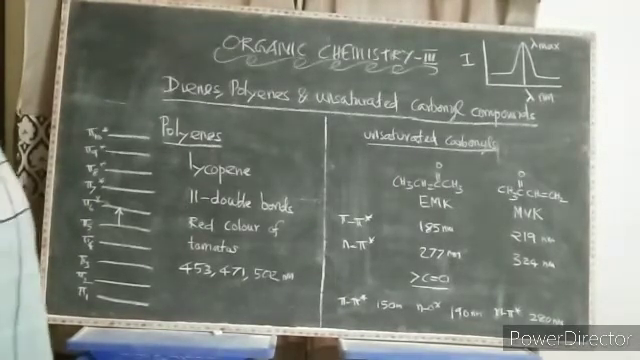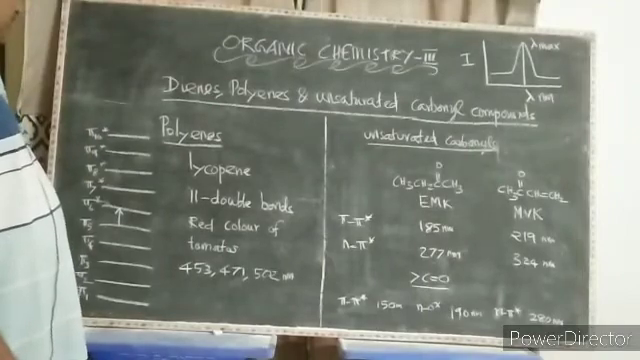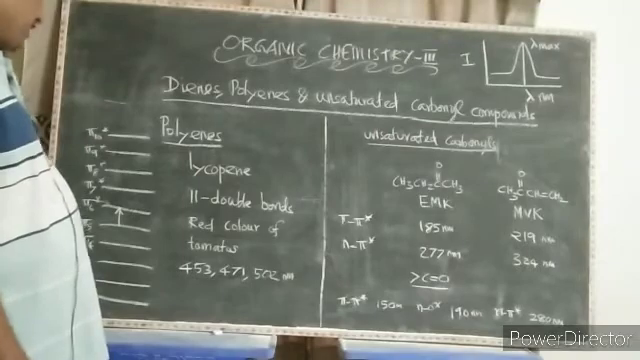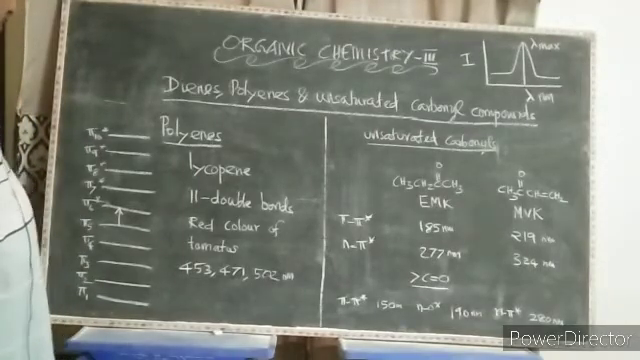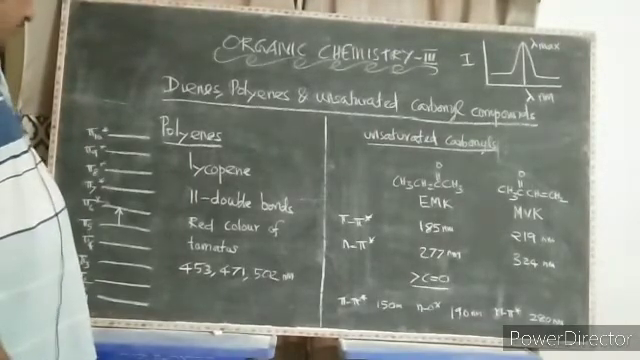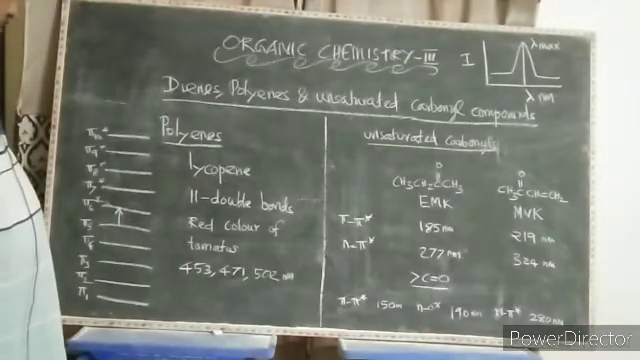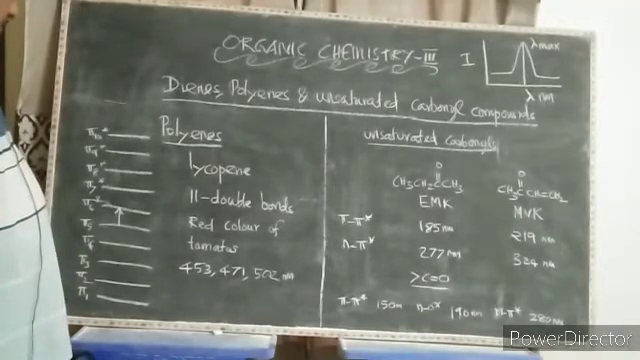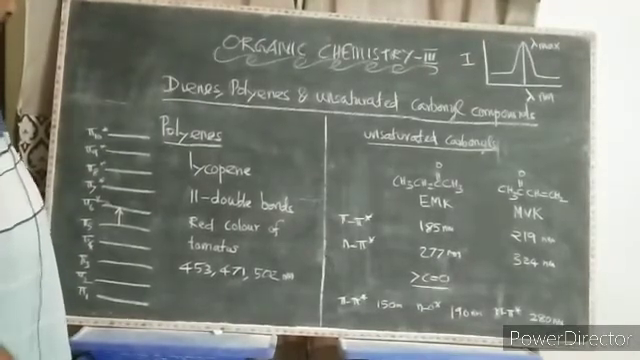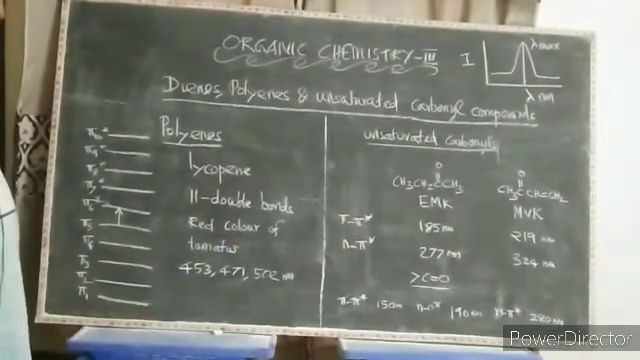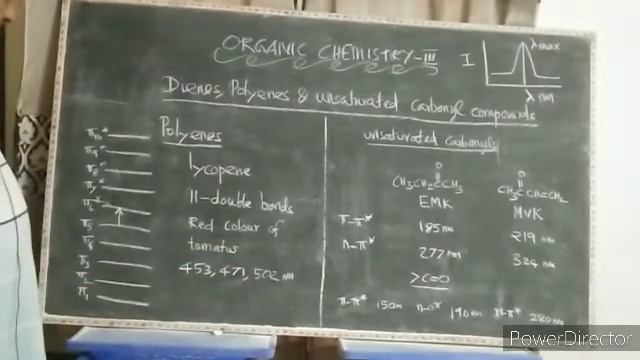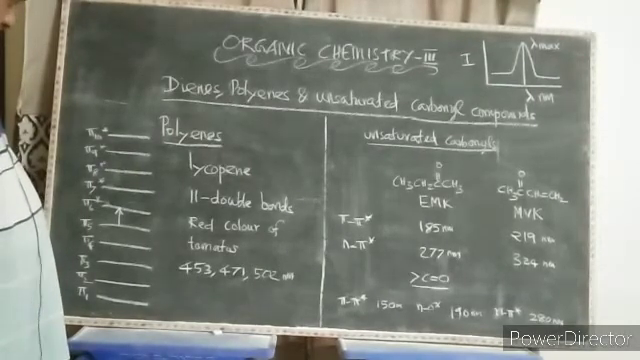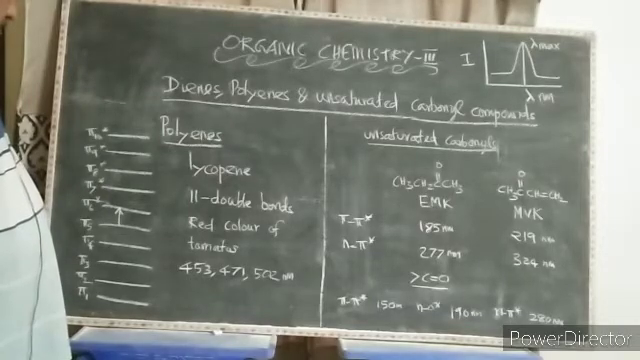For example, let us take the case of lycopene. This is a compound with 11 double bonds, which means there are 22 pi electrons. So 22 pi electrons combine among themselves to produce 22 new equivalent molecular orbitals, and there is transition between these energies of molecular orbitals, and this compound appears red in color. For example, the red color of the tomatoes is due to this compound.